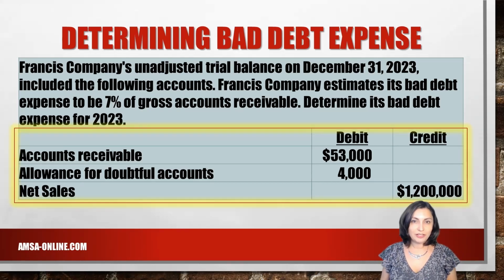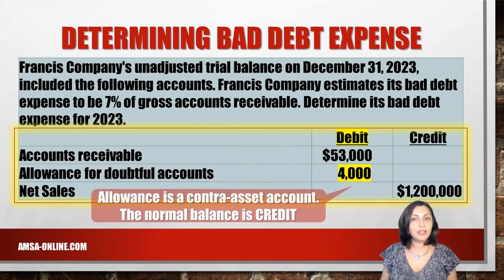Accounts receivable has a debit balance of $53,000 as of December 31st, 2023. Allowance for doubtful accounts has a debit balance of $4,000. The net sales account has a credit balance of $1,200,000.